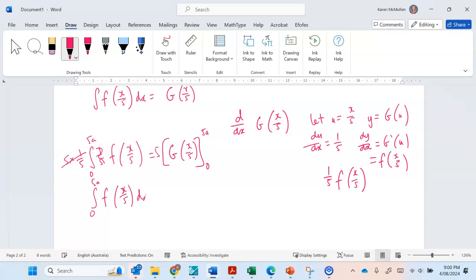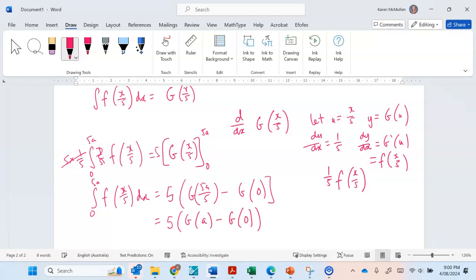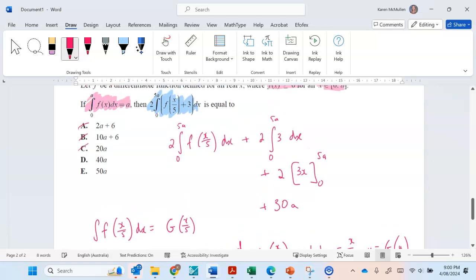I've noticed I've forgotten the dx in the previous question, but that's all right. So 5, substituting in 5a and 0. So we've got g of 5a on 5, and I'm already noticing something which is pretty cool. And then g of 0. So we've got 5 times g of a minus g of 0.